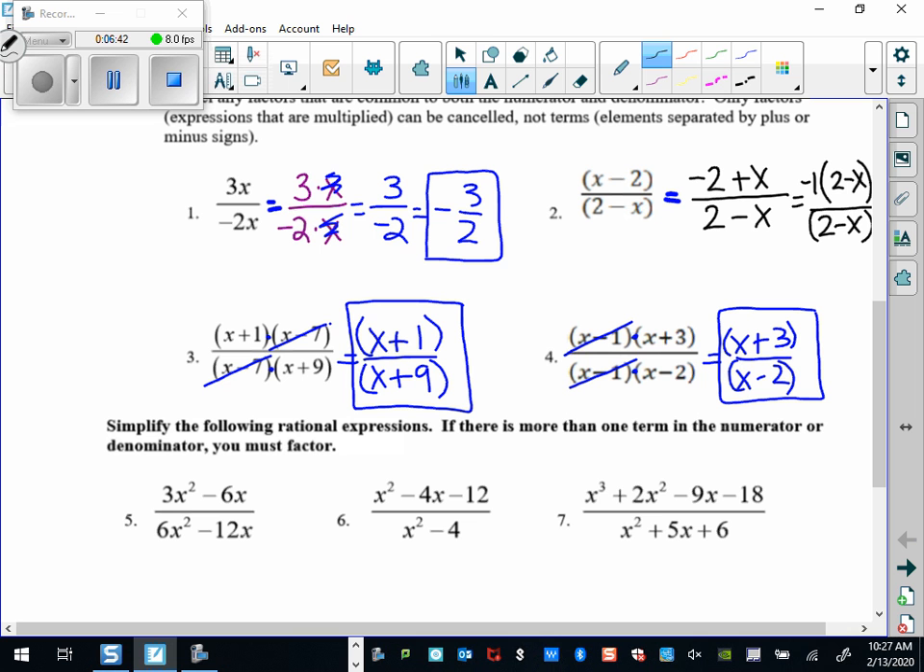So now look, can't we cancel these 2 minus x's? Whoa. Yeah. So cool. So what's my answer? Negative 1. Craziness.